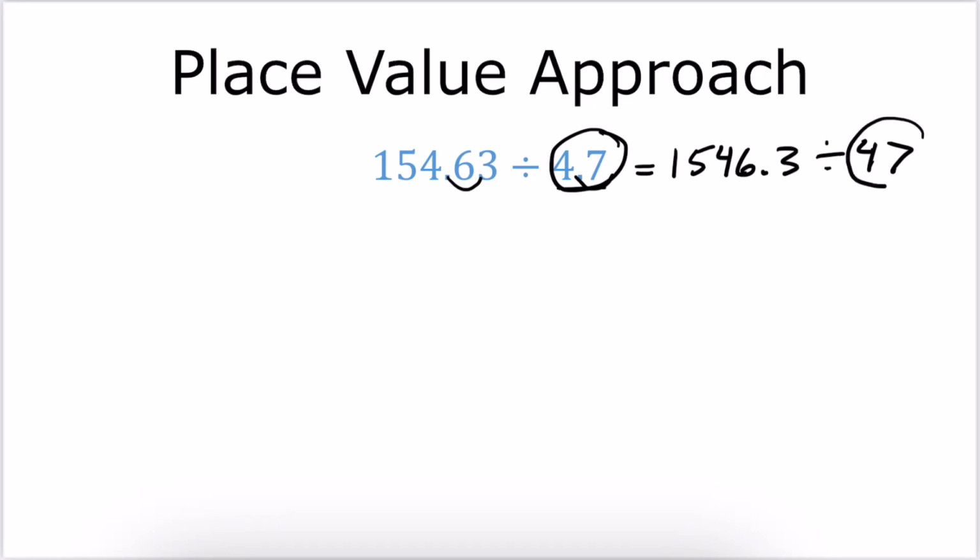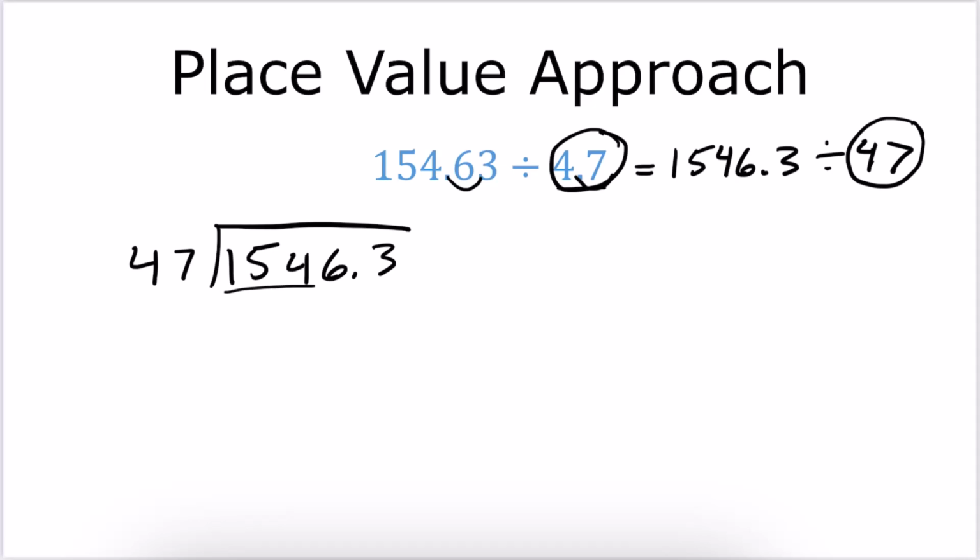And once you've got your equivalent division problem where you're dividing by a whole number, then you just do long division from there. So you'd say I have 1 thousand, 5 hundreds, 4 tens, and 6 ones, and then 3 tenths. And if I'm trying to divide that into 47 groups, well, 1,000 can't be split up into 47 groups. Neither can 15 hundreds, but if I have 154 tens, I can divide those up into 47 groups. So 47 is really close to 50, and I know that 50 times 3 equals 150. So I'm guessing that I'll be able to put 3 tens in each of my groups.